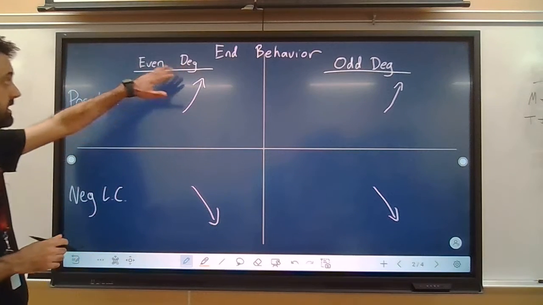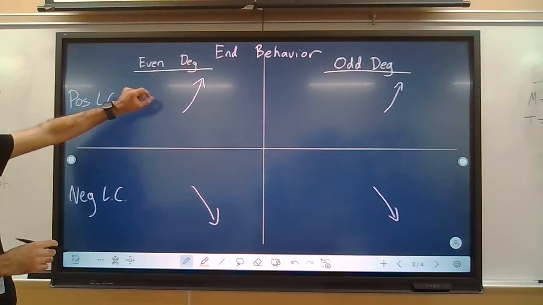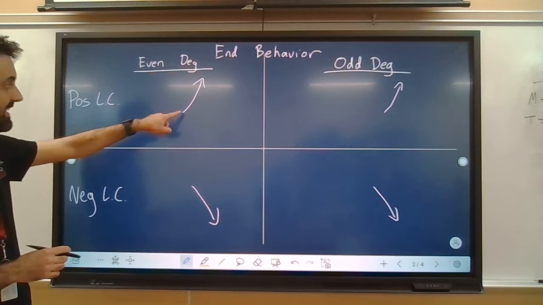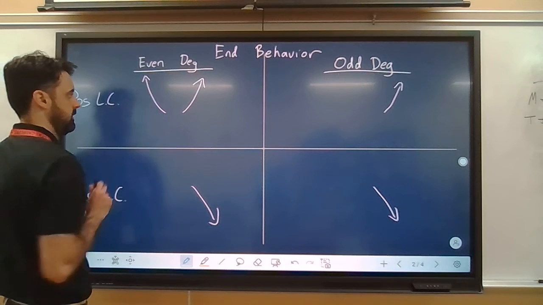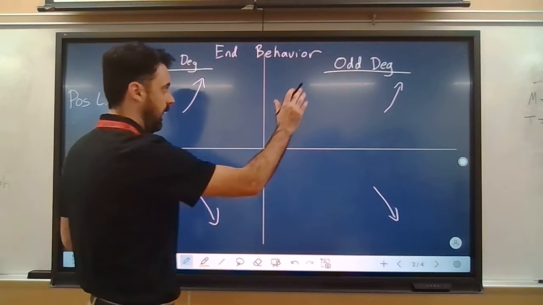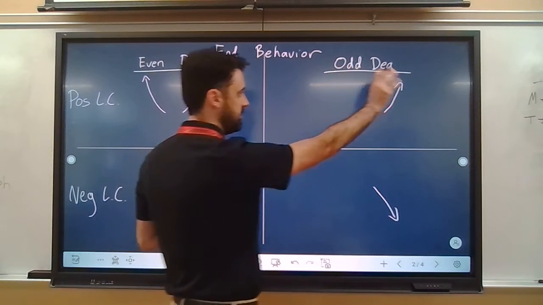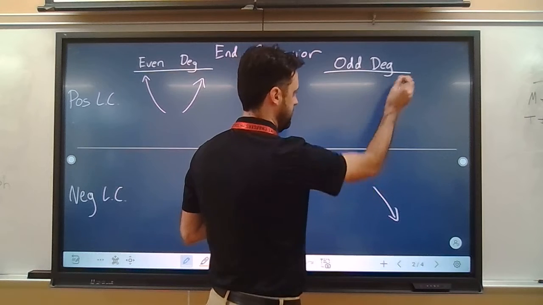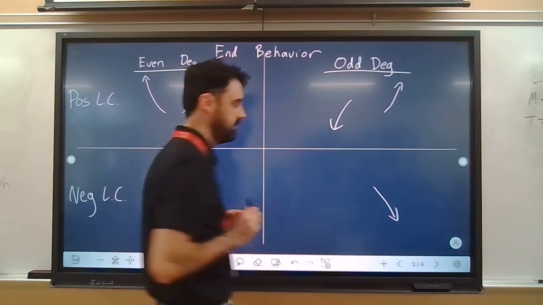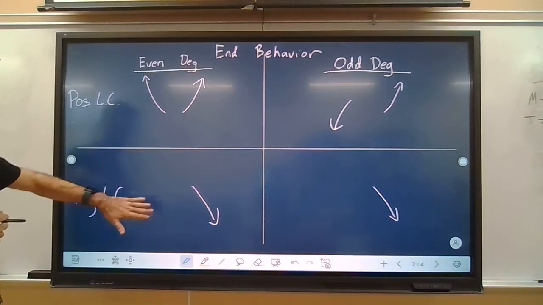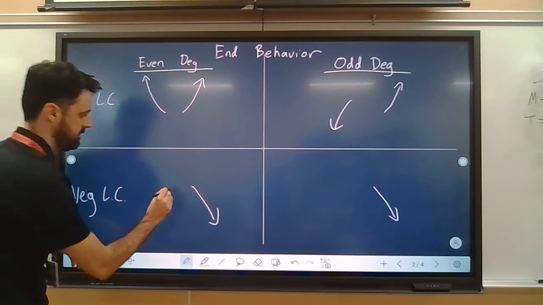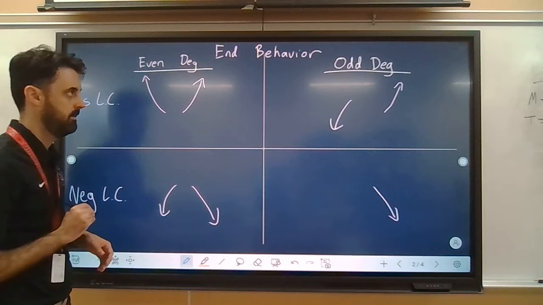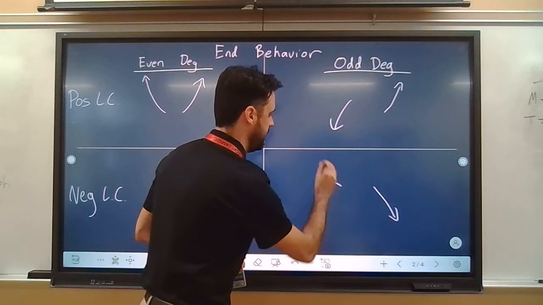Now, if we know the degree, even degrees go the same direction. So if the graph starts or ends up to the right, it's going to start up to the left. Okay? Odd degree, if the graph starts up to the right, or ends up to the right, it's going to start down to the left. With the negative leading coefficient, so again, even degrees go the same direction. So it's going to look like this. And odd degrees go opposite directions. It's going to look like that.